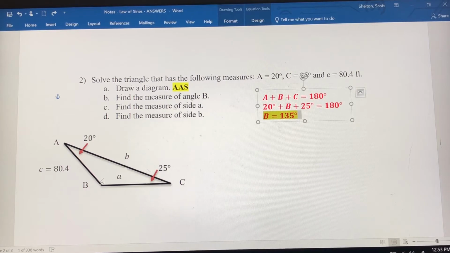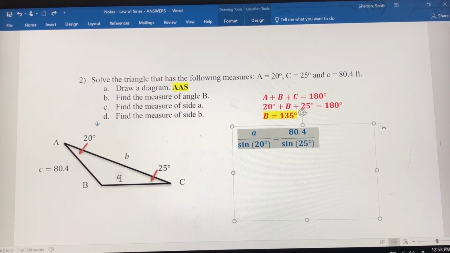Now, I'm going to choose my two ratios. I've told you to find side A first, so I have to use side A and angle A. The other given pieces of information involve both angle C and side C. So I'm going to use the ratios containing A and C. My equation would be side A, which I don't know, divided by the sine of angle A, 20 degrees, equals side C, 80.4, divided by the sine of angle C, which we know to be 25 degrees.